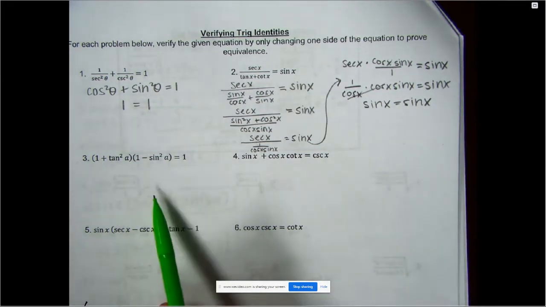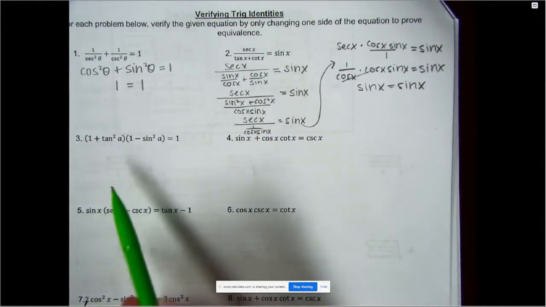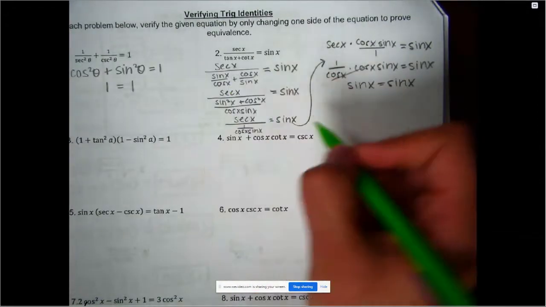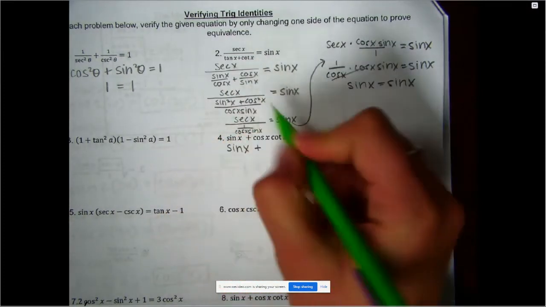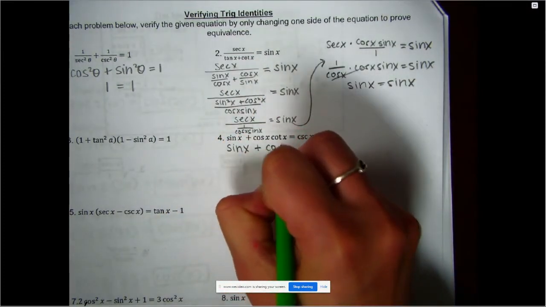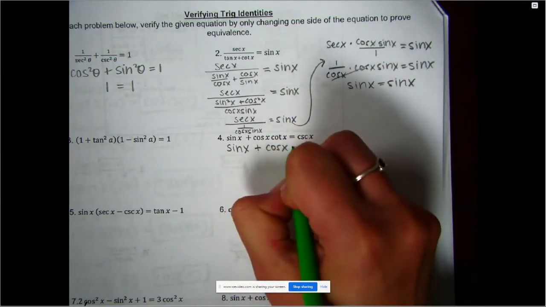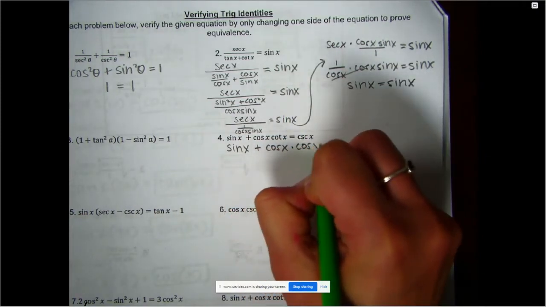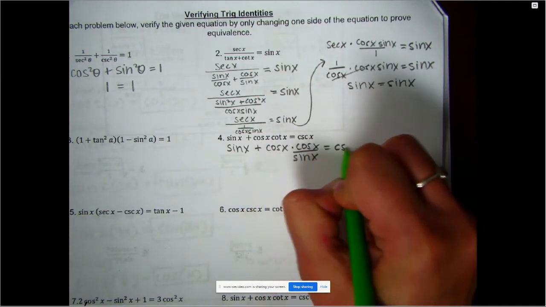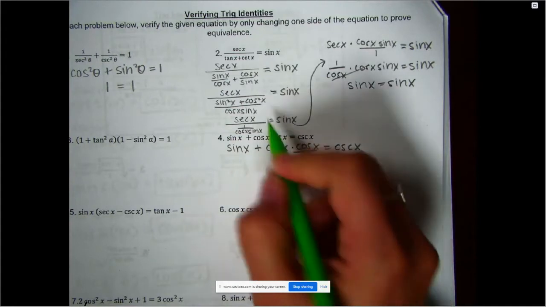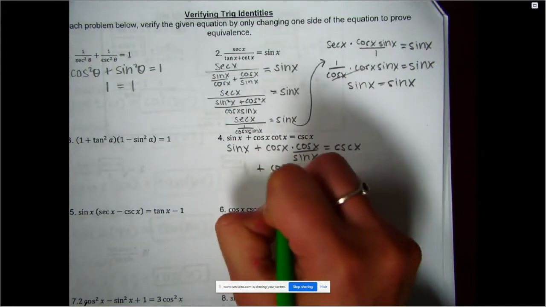This next one's pretty simple. I'll leave that one for you to practice. Let's look at number 4. I'll leave sine x for now. So I know cosine, and I'm going to change cotangent into cosine over sine. And don't forget your equal sign. All right, well, this is cosine squared.